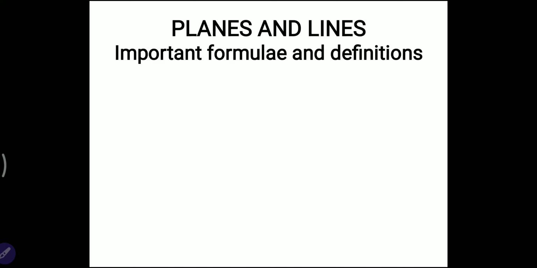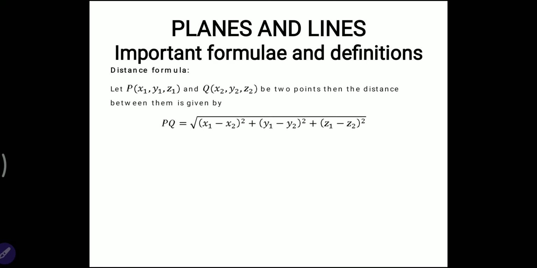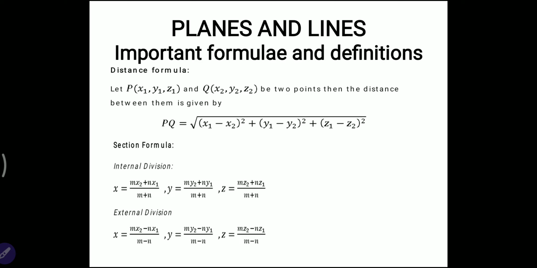So first of all, we are going to see the equations of planes and lines. Some important formulas and definitions we are going to see over here. The very first thing that we are going to study is the distance formula. If we have 2 points P(x1, y1, z1) and Q(x2, y2, z2), and you want to find the distance between these 2 points, then the formula is PQ equals under root (x2 minus x1) square plus (y2 minus y1) square plus (z2 minus z1) square. So this is the distance between the 2 points P and Q.